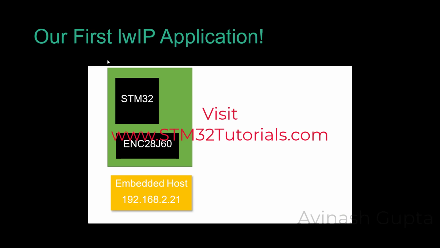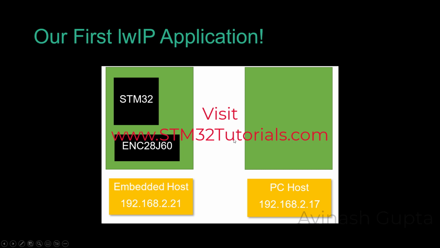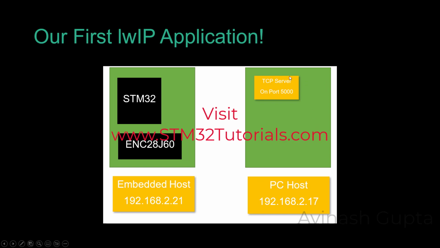So here you can see the structure of our program. On the left hand side of the screen we have our embedded host, which is at the IP address 192.168.2.21, and on my right hand side I have the PC host, whose IP address is 192.168.2.17. These we have discussed in the previous lesson. In our PC host I have opened the TCP port 5000 using the Hercules application, and we are listening on port 5000 for incoming connections.